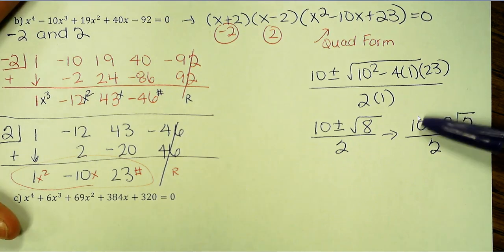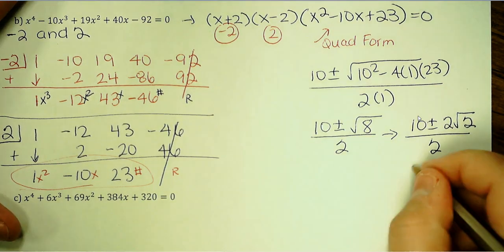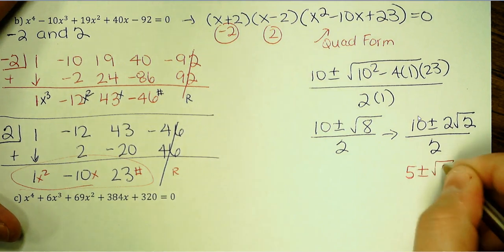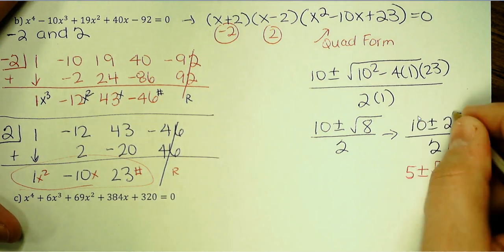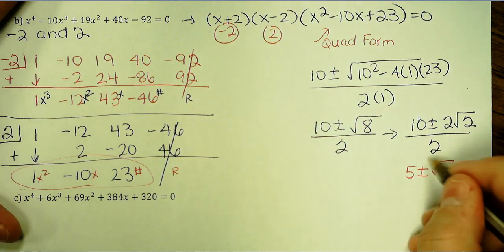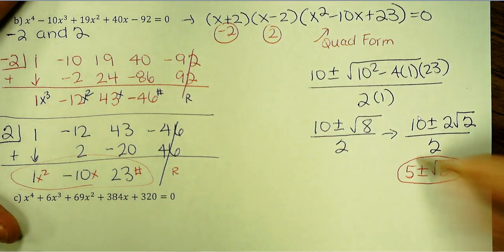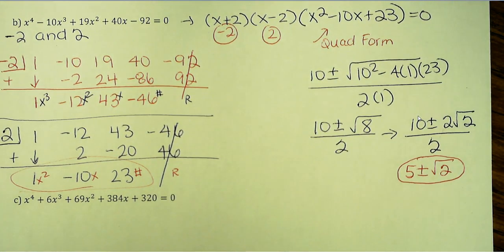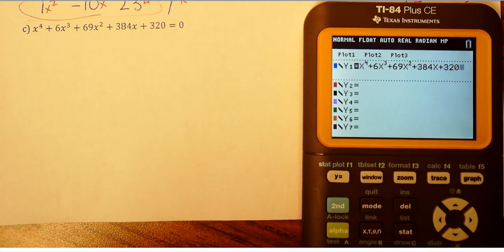So each one of these is divisible by 2. This is going to be 5 plus or minus. These 2's would reduce to 1. You're not going to see that written in front. So then your other two answers, 5 plus the square root of 2 and 5 minus the square root of 2. Okay, now I have paused the video.